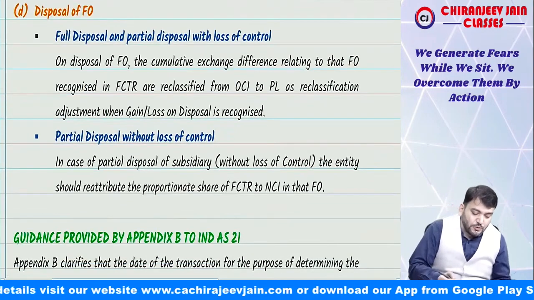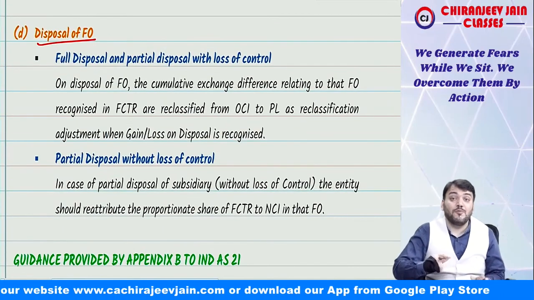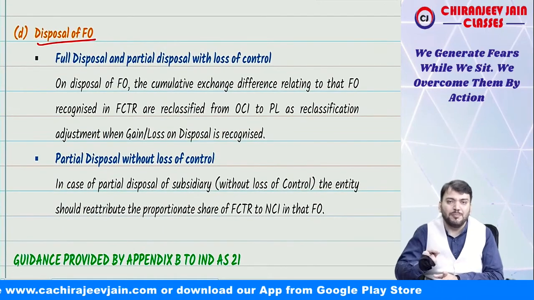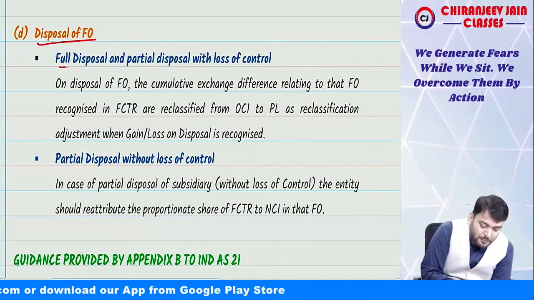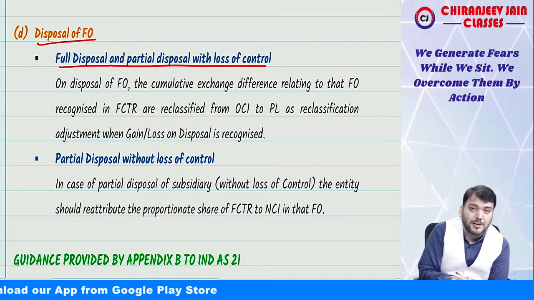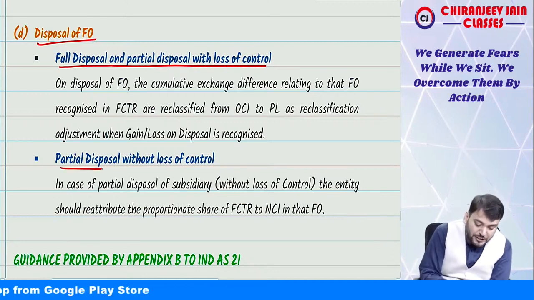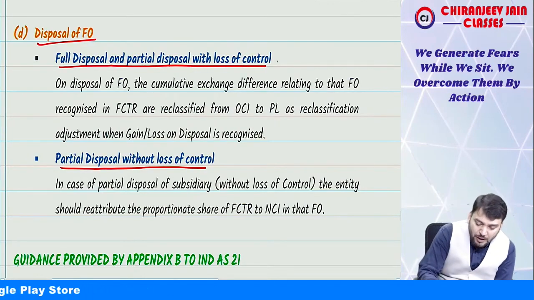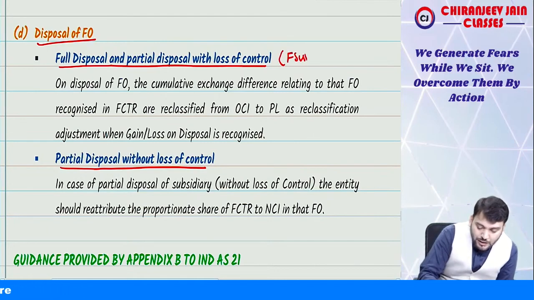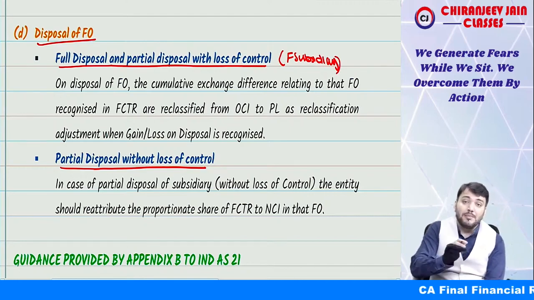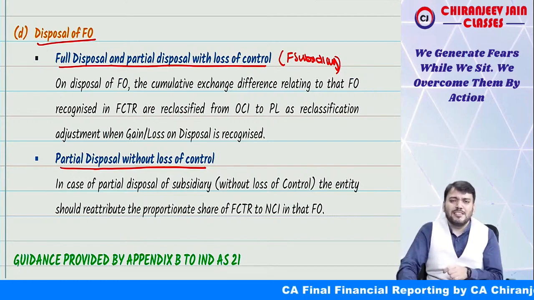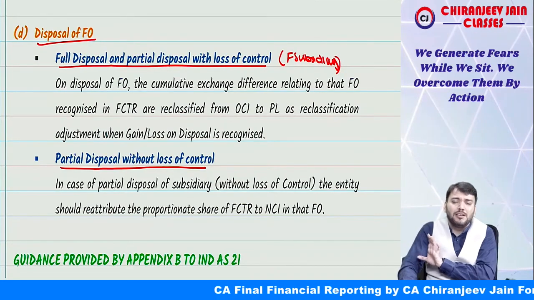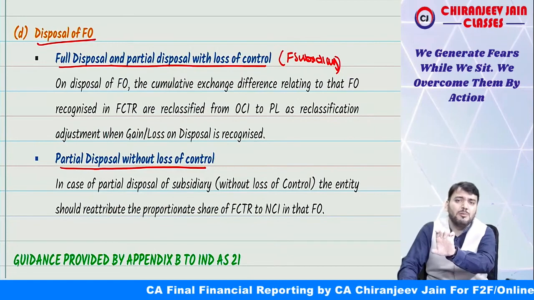Now, the next point is disposal of foreign operation. Foreign operation means subsidiary, associate, or joint venture. It is very simple. It can be full disposal, or partial disposal with loss of control, or partial disposal without loss of control. We are talking about a foreign subsidiary. Whenever there is a loss of control, FCTR needs to be reclassified to PL. The entire FCTR will be reclassified to PL.